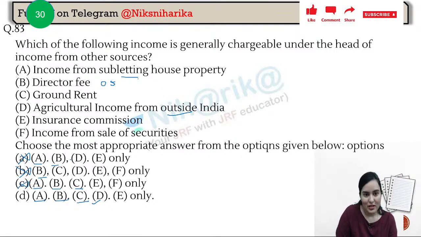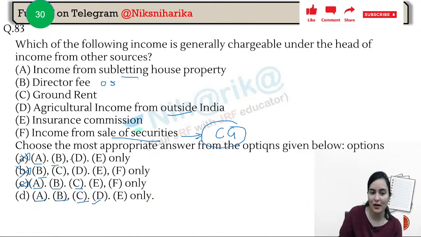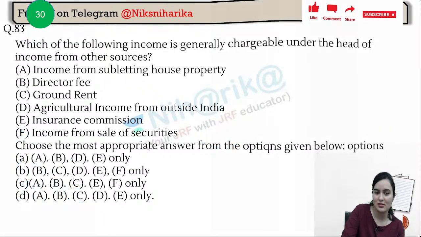Insurance commission, definitely it will come. Income from sale of security is capital gain. Whether we hold for short term or long term, sale of securities, sale of shares, debentures, all these things will attract capital gain. That's why it will not come under other sources. So this is our answer.